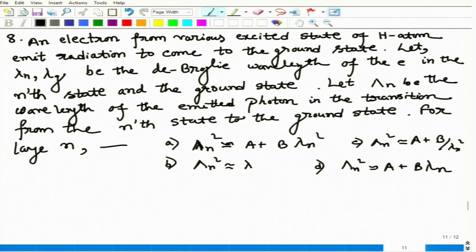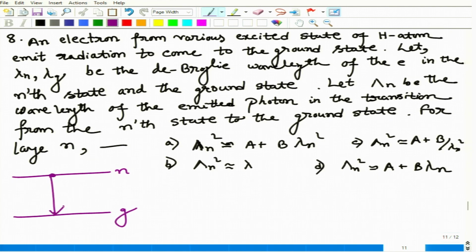So, let me first read it again. An electron from various excited state of hydrogen atom emits radiation to come to the ground state. Okay. Let lambda n and lambda g be the de Broglie wavelength of the electron in the n state. Okay. That is given, de Broglie wavelength, and the ground state. Okay. Let lambda n be the wavelength of the emitted photon in the transition from the n state to the ground state. Excellent.